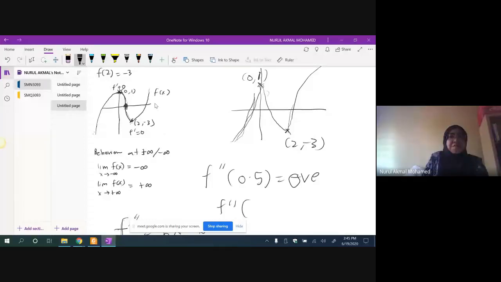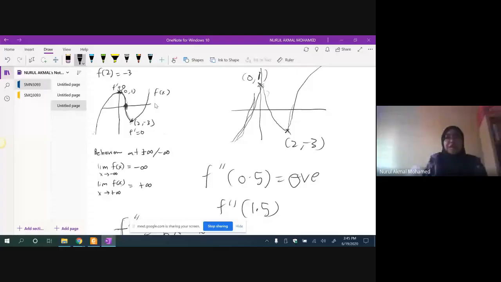And then for f double prime with x from 1 up to 2, you can check with 1.5. F double prime when x is equal to 1.5 will be concave upwards, so it means that it is positive. If these are correct, then obviously our graph is fine. This graph is correct if you have this one negative and this one positive.